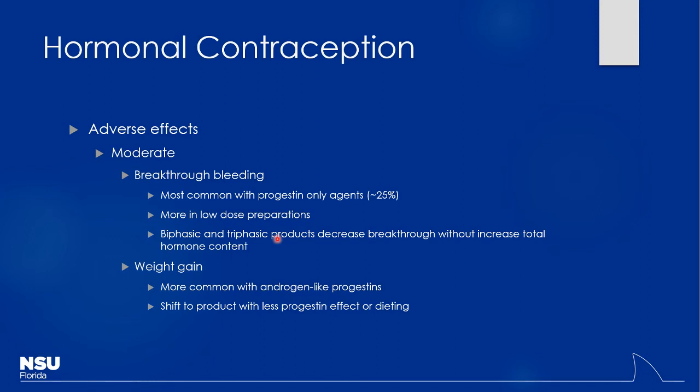In terms of weight gain, you're going to typically see this more often with more androgen-like progestins, mainly because they have more anabolic effects. Also, mineralocorticoid effects can lead to some weight gain due to fluid retention. So you may either have them shift to a progestin that has less androgenic effects, or you can get around it with diet, potentially helping decrease sodium intake, more exercise, things like that.